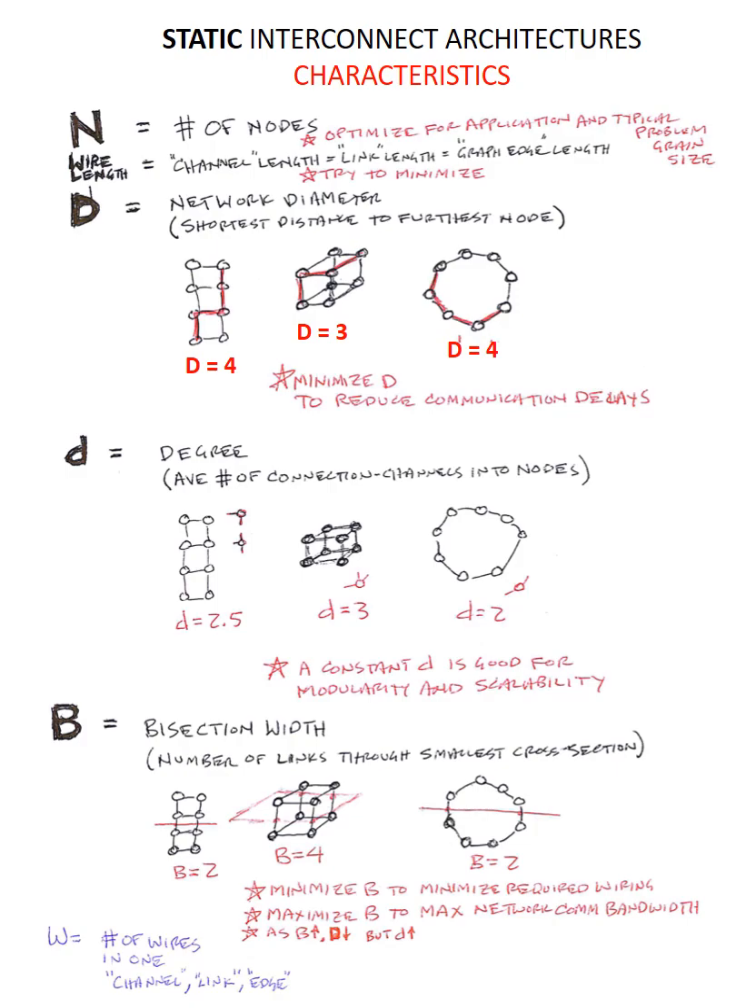Now we want to be able to assess each of these architectures for scalability, for feasibility to implement. So n is the number of nodes, where nodes would be your core or your processor or your computers in a network. We want to optimize that for the given applications and typical problem grain size.